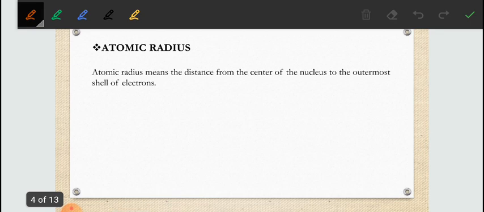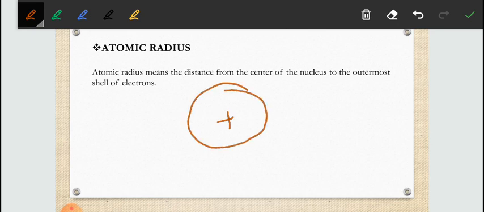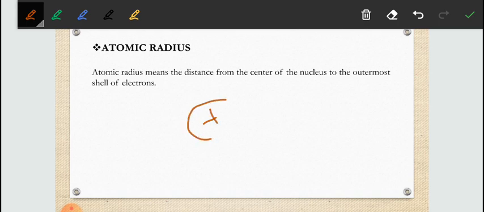So what is atomic size, or atomic radius? Suppose this is a nucleus and this is a shell, or this is an atom. This distance of the nucleus from the outermost electron is known as atomic radius. This will give you an exact idea about the atomic size. This atomic size mainly depends on nuclear charge.